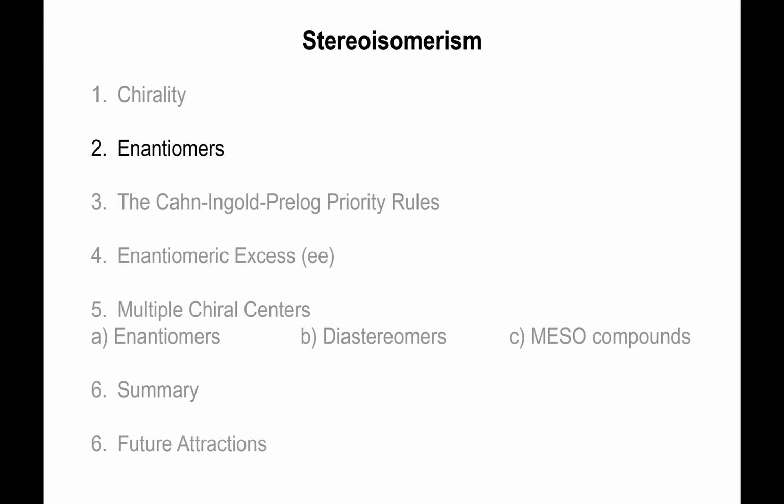Okay, in the next video, we're going to start talking about the idea of enantiomers, which are some of the subset isomers within stereoisomerism. So I'll see you in the next video.